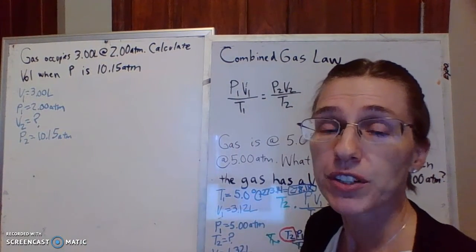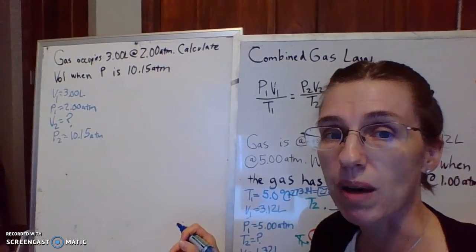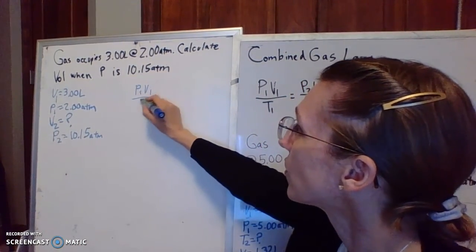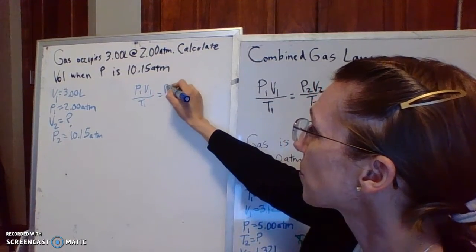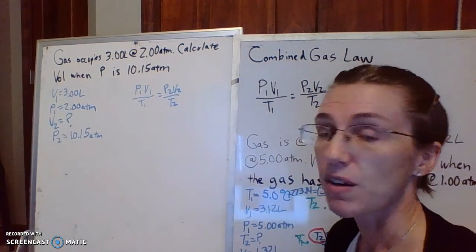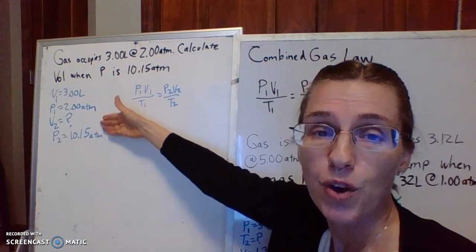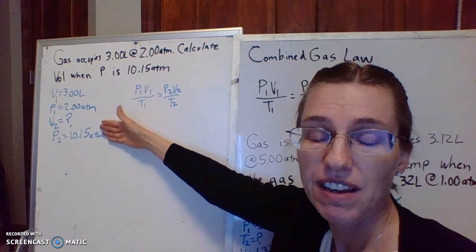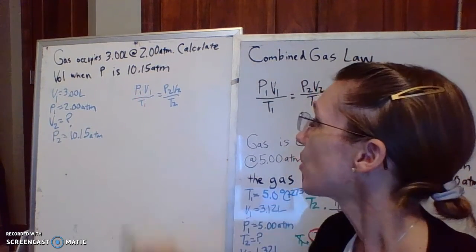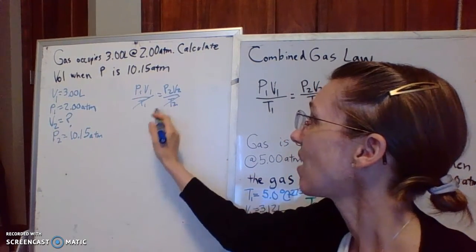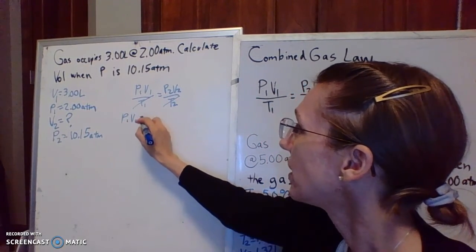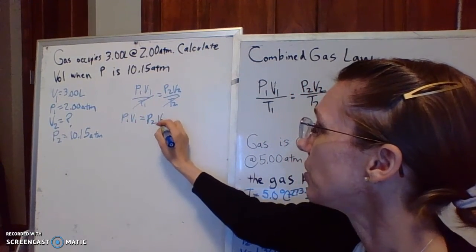Okay. Now we're going to use the combined gas law to solve this problem. So we've got pressure 1, volume 1 over temperature 1 equals pressure 2, volume 2 over temperature 2. Now we're going to look at the data that we have. We have no temperature mentioned. If temperature is not mentioned in the problem, we assume that it's constant. So if it's constant, it just drops out and cancels out of the problem. So we get P1V1 equals P2V2.